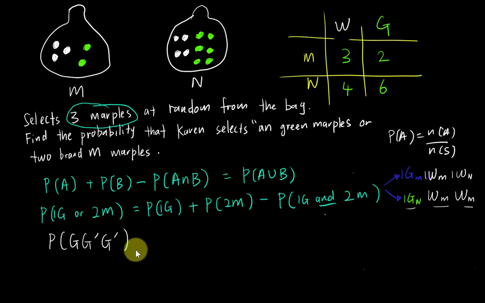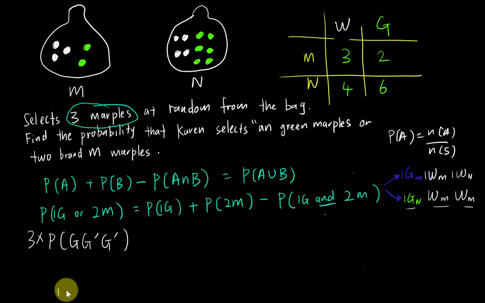You get the idea? Right, and then you realize that for these 3 marbles, there are other possibilities I can select, right? I can select something like G prime, G prime, G, or G prime, G, G prime. The 3 probabilities are the same, but just because of the way I select these 3 marbles, there are 3 possibilities here. So I will just multiply by 3.